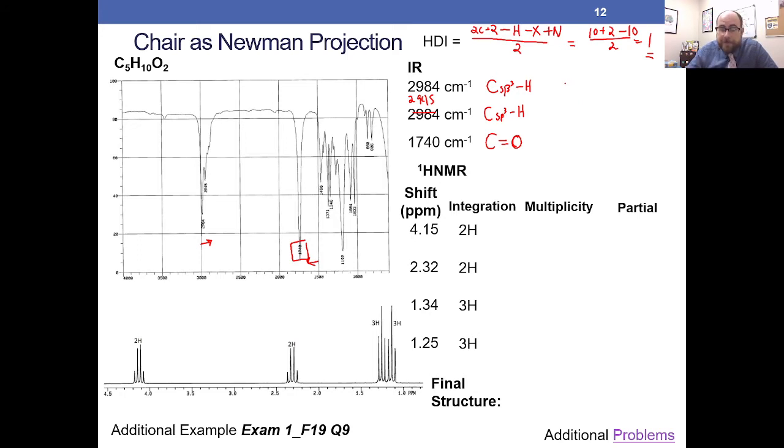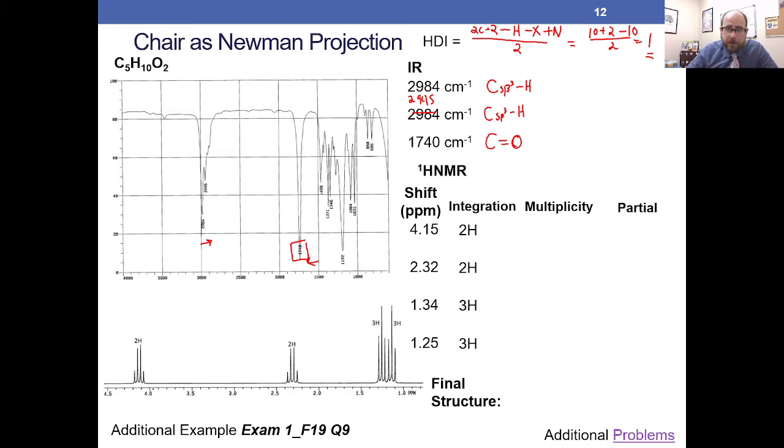So now let's focus on our proton NMR. We're given some information already: the chemical shift and the integration. What we need to do now is figure out the multiplicity. Again, that tells us how many adjacent hydrogens there are to the chemical signal. We can figure out the multiplicity simply by looking at the shape of the signal.